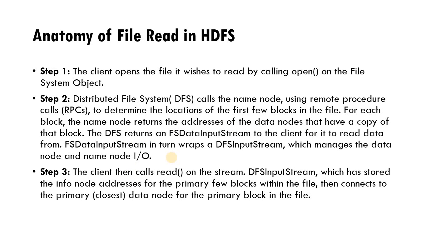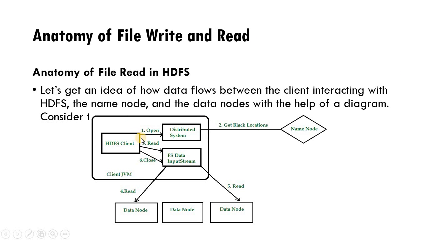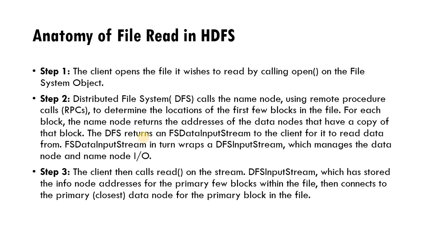The first step is that the client opens the file it wishes to read by calling the open method on the file system object. So in this diagram, the first step is to call the open method on the distributed file system. Step 2: the distributed file system calls the name node using remote procedure calls to determine the locations of the first few blocks in the file.